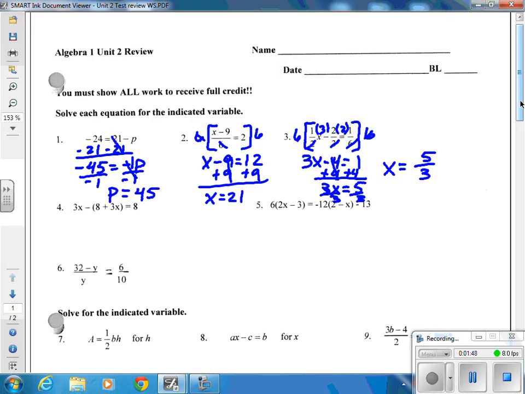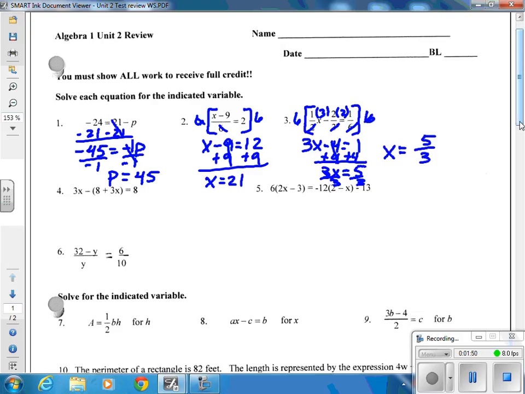For number 4, you want to distribute first. So your first step should say 3x minus 8 minus 3x equals 8. Combine like terms on the left. 3x minus 3x makes 0, so they cancel each other out, and you're left with negative 8 equals 8. This is a special case because there are no variables left, and this is what would be known as a no solution equation. You physically have to write the words no solution.